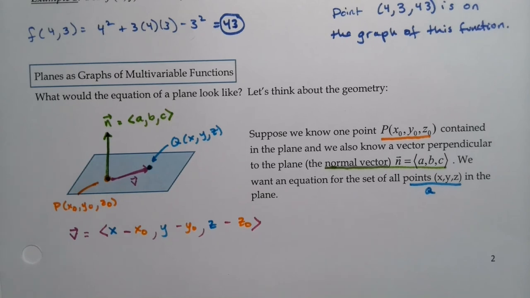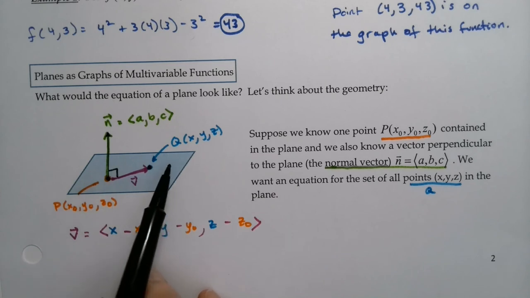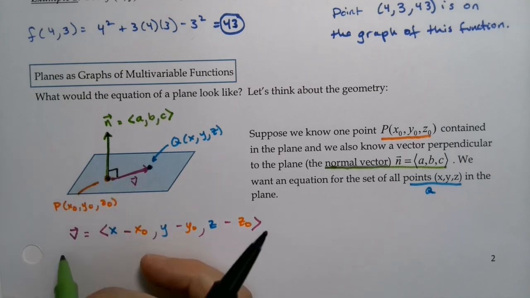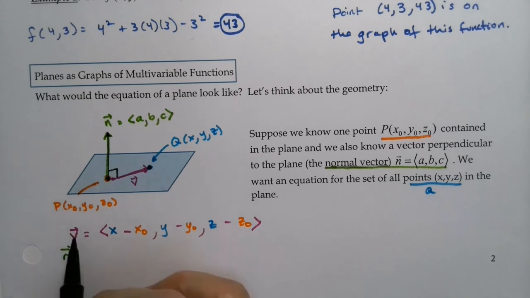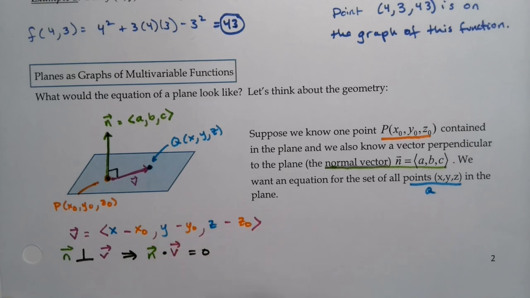Okay, now, what else do I know? Well, I know that n has to be perpendicular to v. I know that because P and Q are on the plane and n is the normal vector, whatever vector I have in the plane, it has to be perpendicular to the normal. So the normal vector is perpendicular to that direction vector, which means that if I take their dot product, I would have 0. So the dot product of n with v would be equal to 0. It has to be.